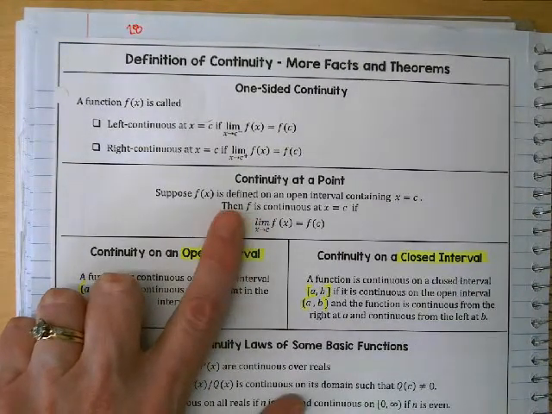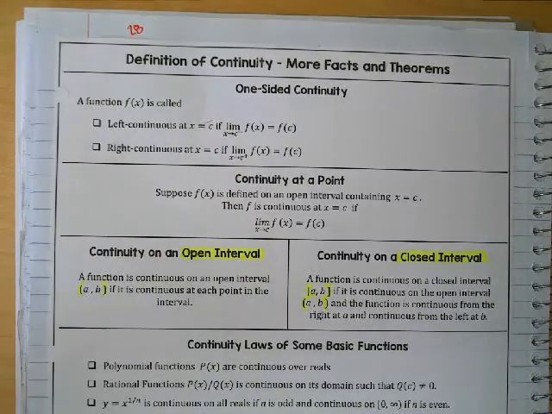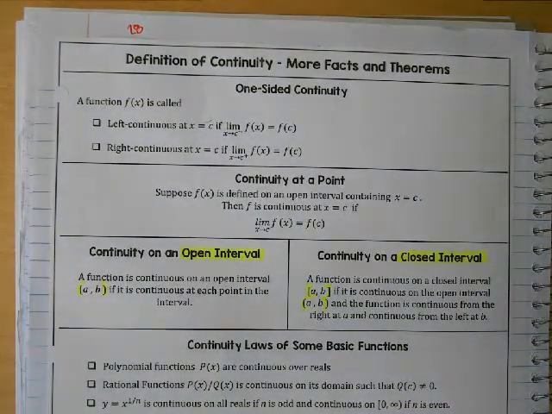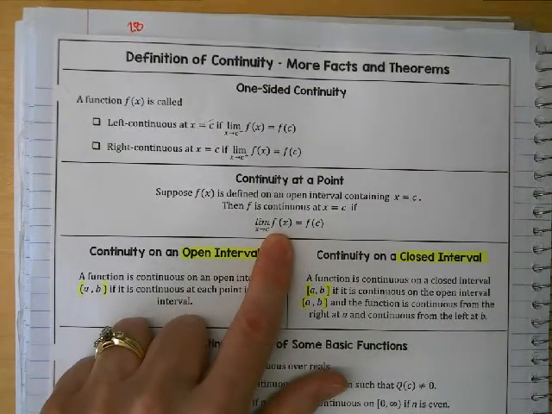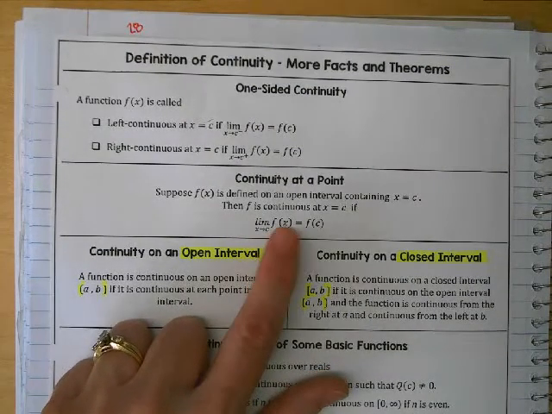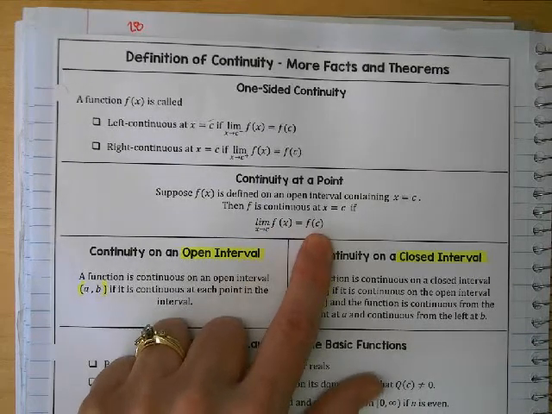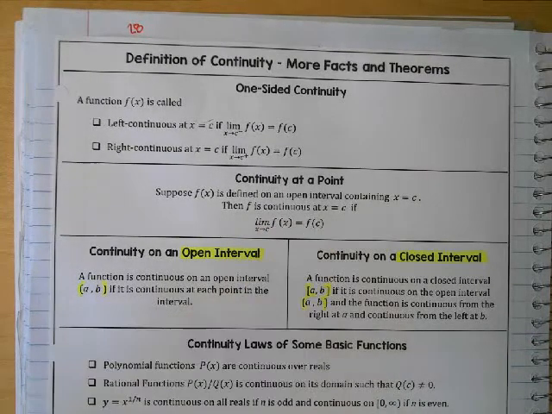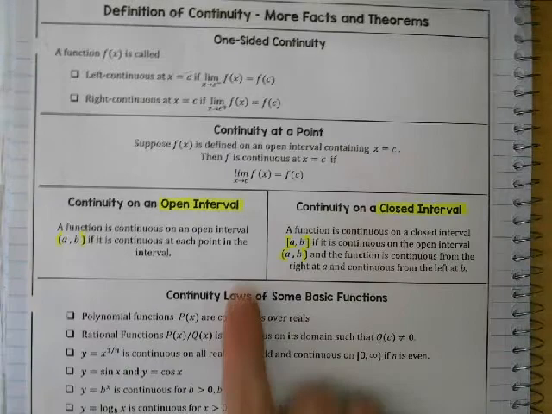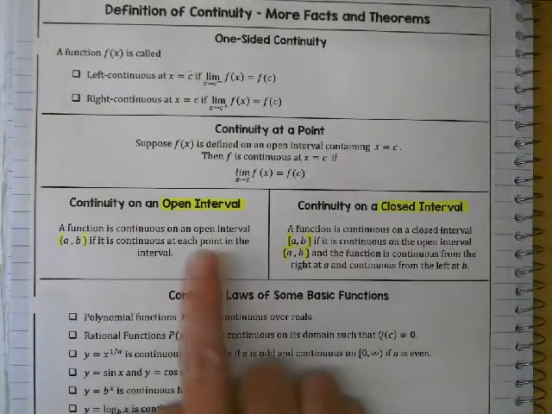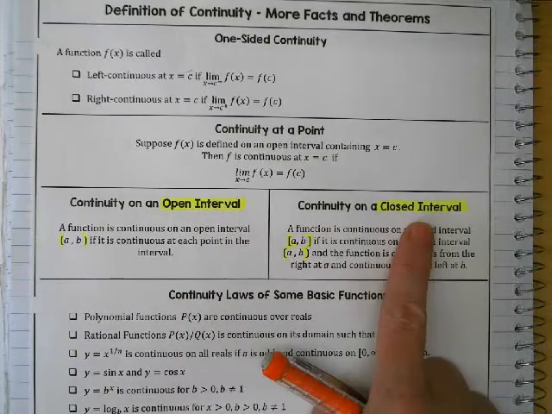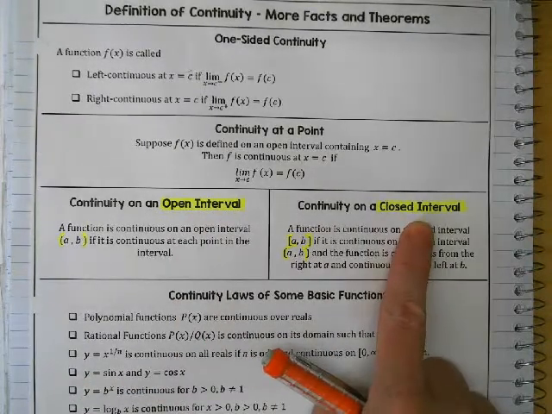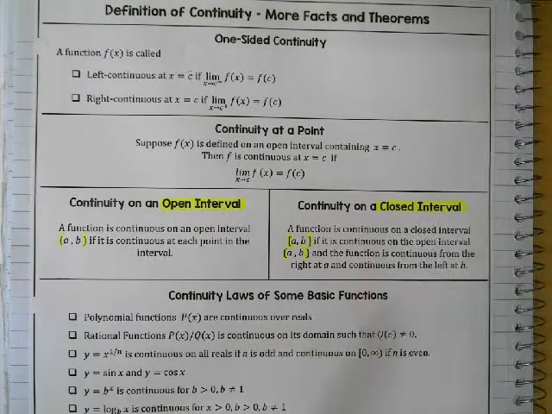This just talks about what we just said, that something's continuous at a point if the limit at that point equals the function at that point. And remember, for the limit you have to check the left and the right. Now we're going to talk about something very, very subtle: if it's continuous on an open interval or if it's continuous on a closed interval, and what the difference means.